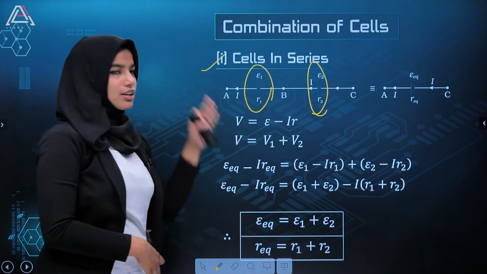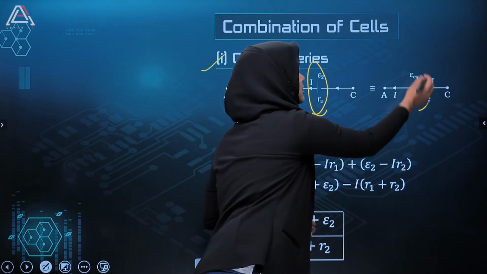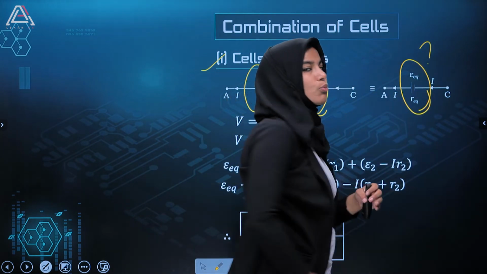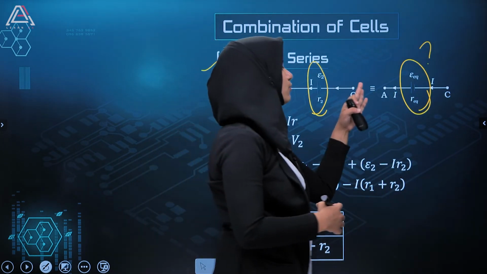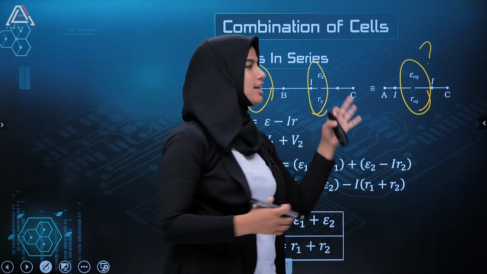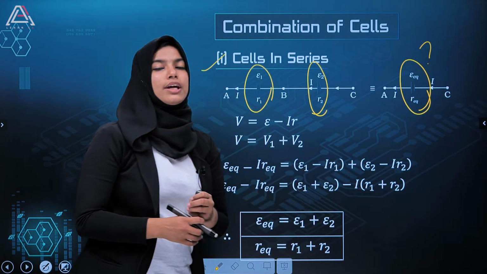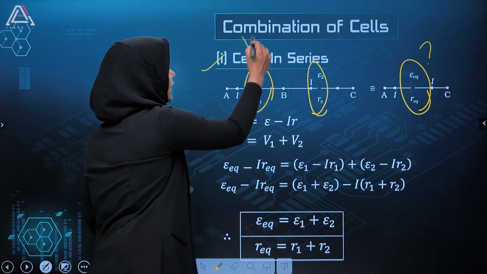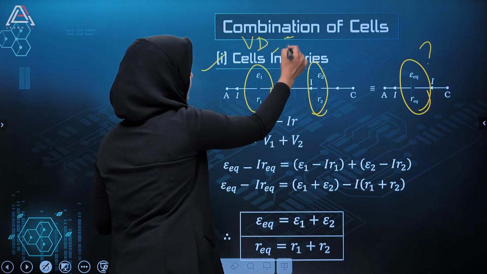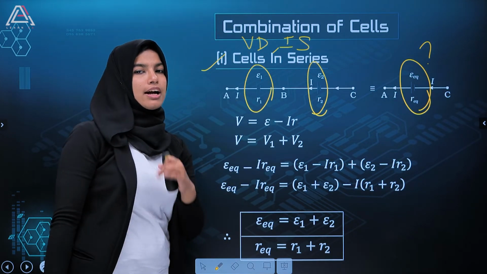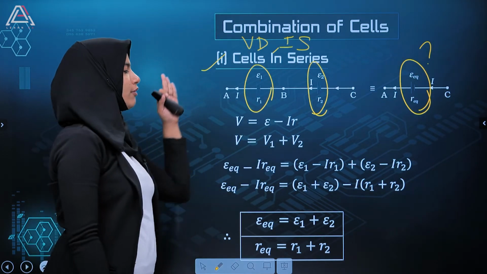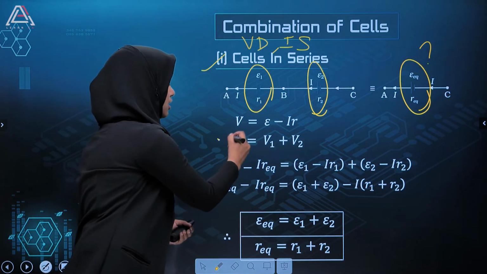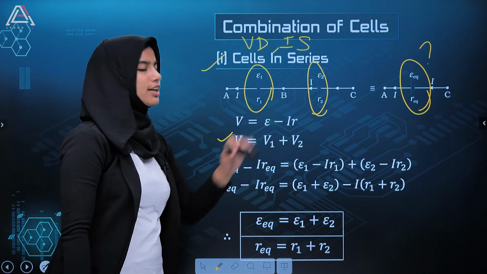This particular circuit can also be drawn as this, and we are going to find the representation of E equivalent and R equivalent over here. We know that in the case of series connection, the voltage is different and the current is the same. So I have told you what is different; you have to start the derivation on the basis of that. So V is equal to V1 plus V2.